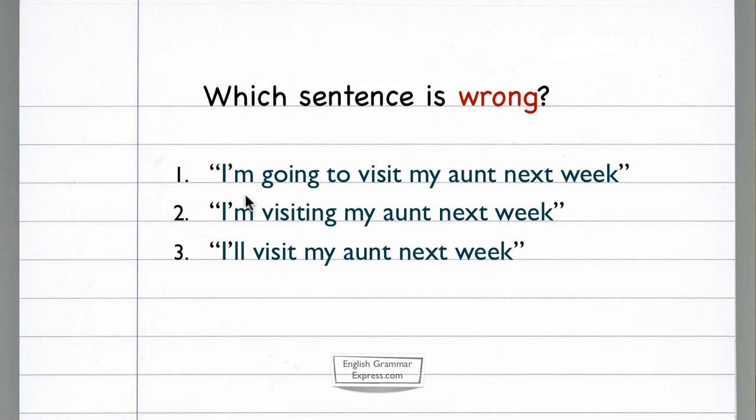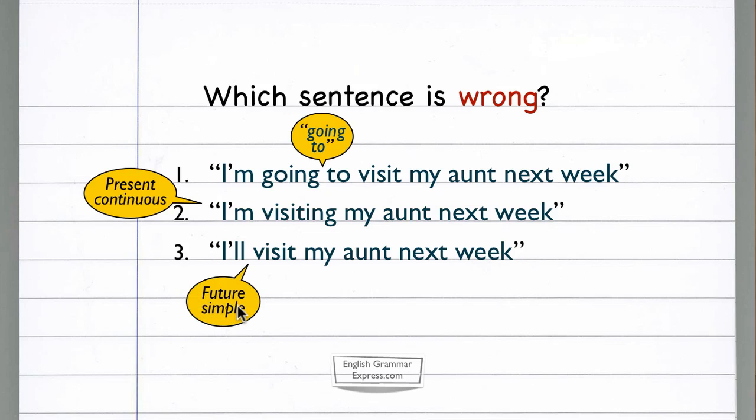Number 1, I'm going to visit my aunt next week. In this case, the construction is I'm going to. In number 2, the sentence is I'm visiting my aunt next week. In this case, the construction is present continuous, I'm visiting. And number 3, I'll visit my aunt next week. Here, the tense is future simple. So, which sentence is wrong?